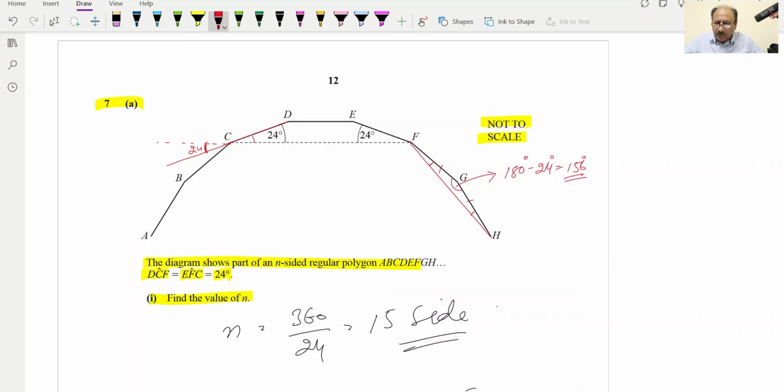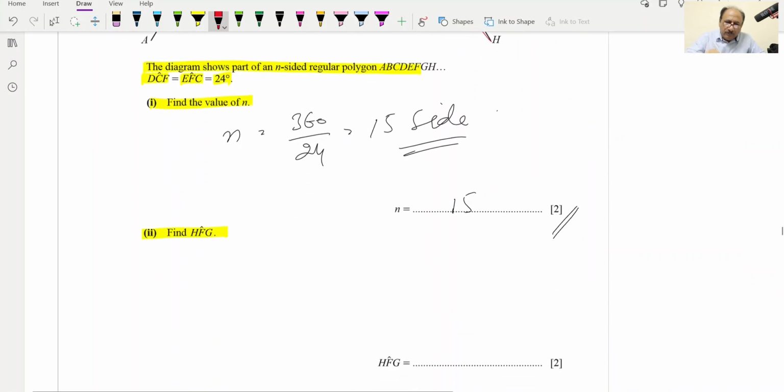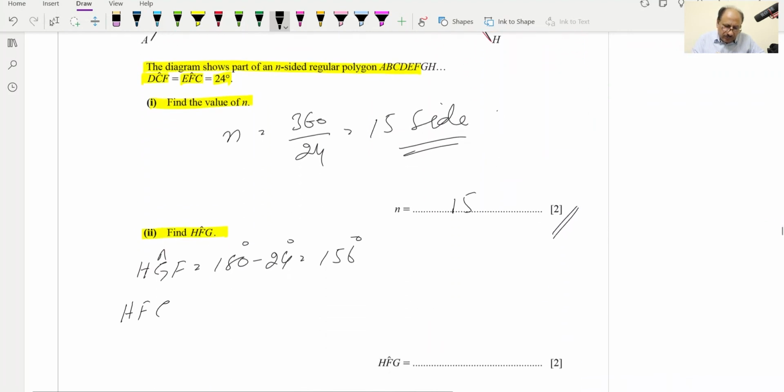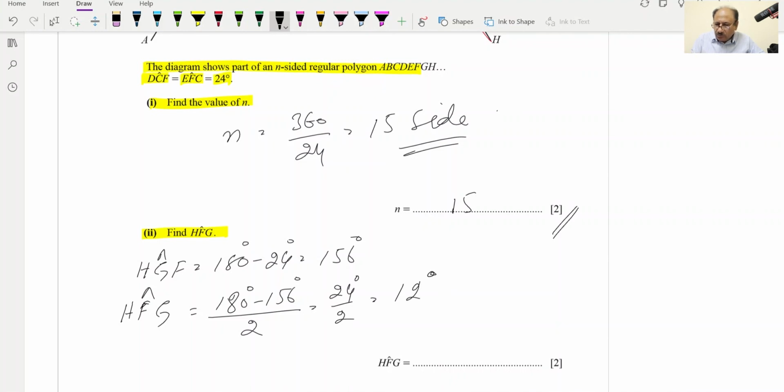Now the remaining two angles are equal, because this side is equal to this side. So we will write angle HGF is equal to angle HFG, and angle HFG is equal to 180 minus 156 divided by 2, and this is 24 divided by 2, which is equal to 12 degrees. So this angle will be 12 degrees.